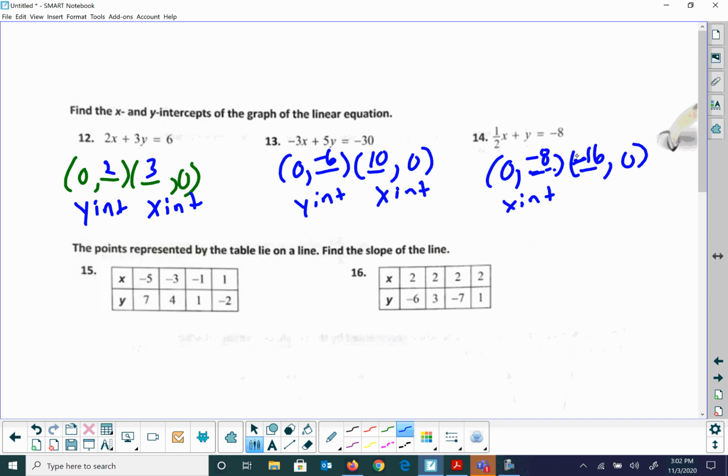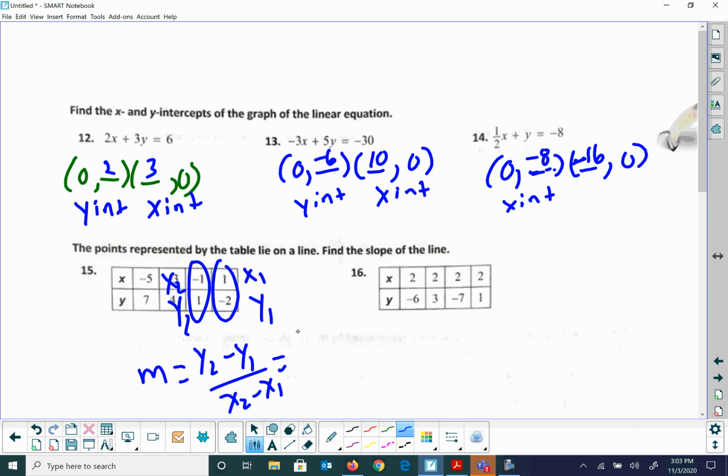The points represented by the table lie on a line. Find the slope of the line. Okay, so being we want to find the slope, we're going to pick any two sets of points. Okay, and I'll maybe label that x1, y1, and this one over here, x2, y2. And then my slope equation is y2 minus y1 over x2 minus x1.